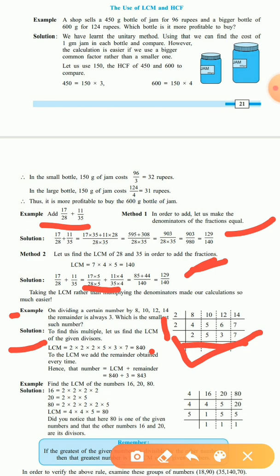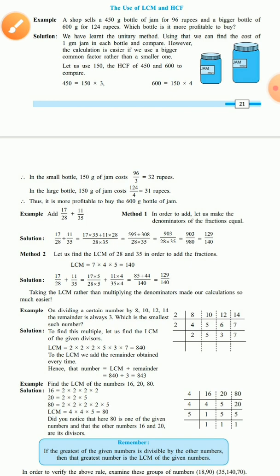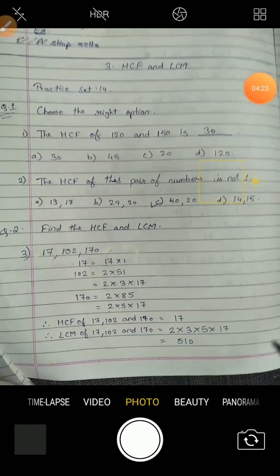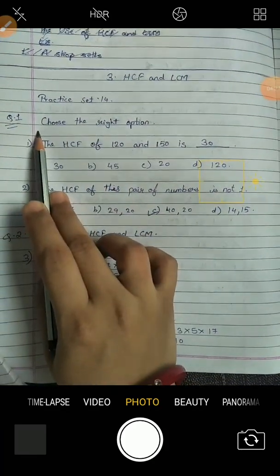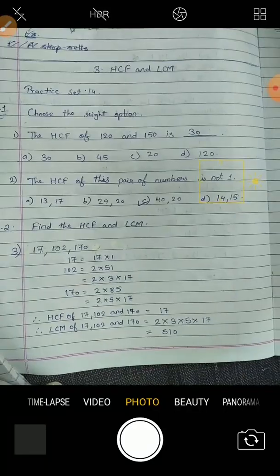Now the next example is also given. Find the LCM of the numbers. We have done the LCM before also, so I am not showing this to you. Always remember, if the greatest of the given numbers is divisible by the other numbers, then that greatest number is the LCM of the given numbers. So now we will solve practice set 14. Question number first. Choose the right option.